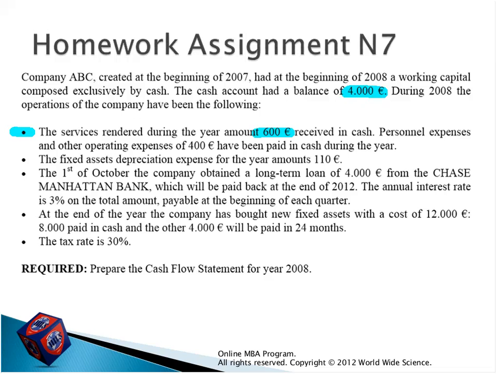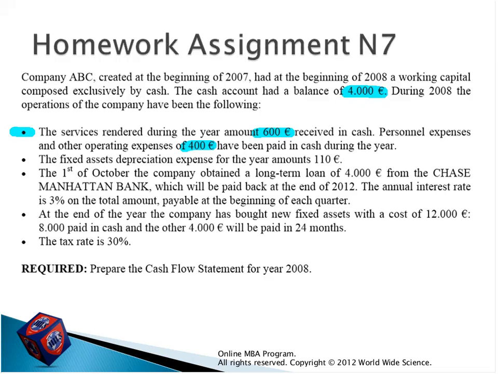Which is the sales. The personnel expenses and other operating expenses of 400 have been paid in cash during the year. So we have some expenses, personnel and operating, of 400 euro, which comes with a negative figure, right? If it's expenses, that means the cash money goes out from the company.